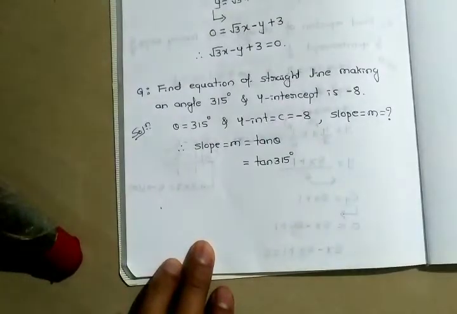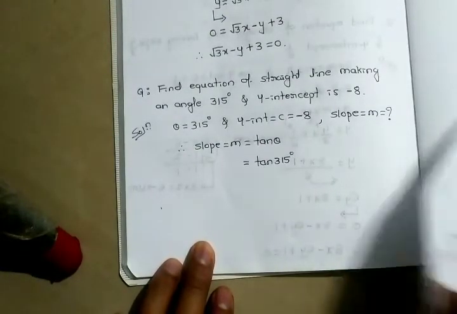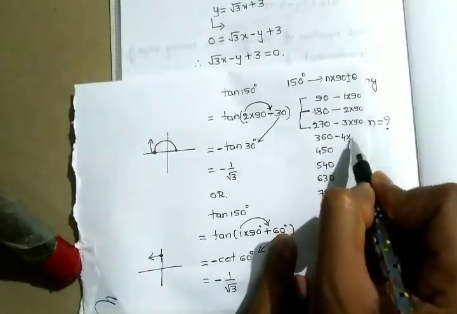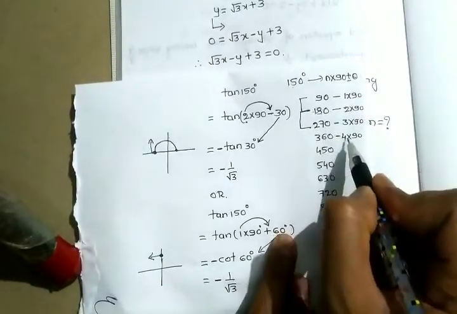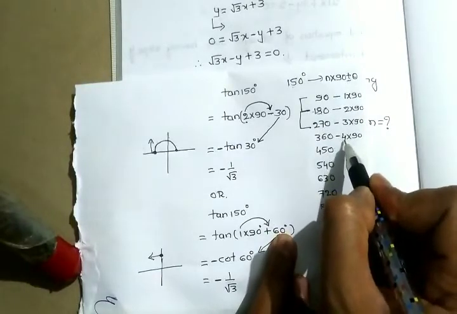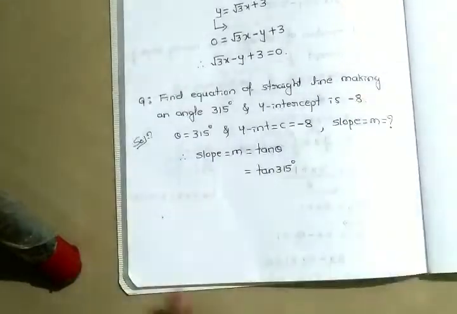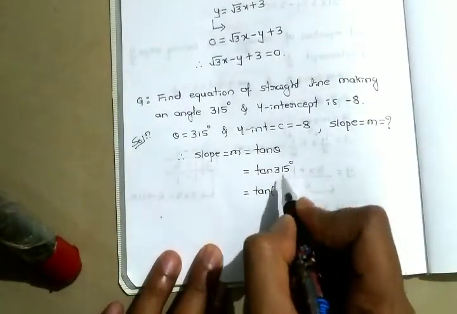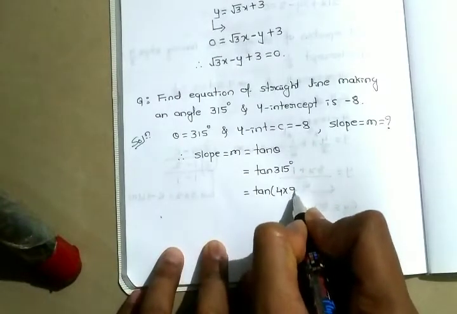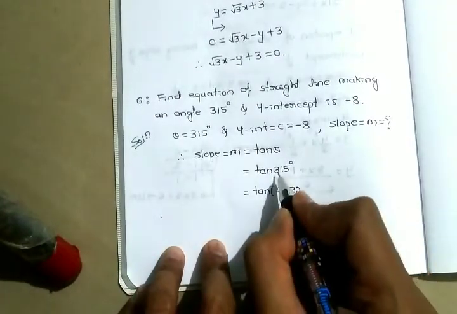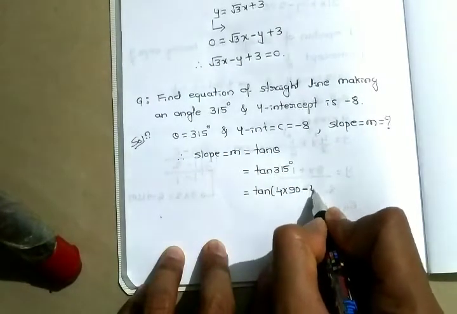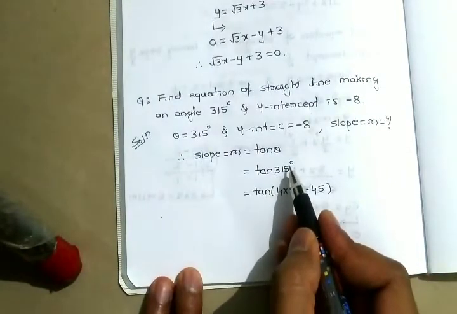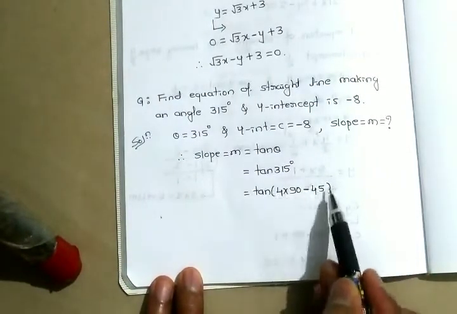Therefore, you know this 315 comes in between. This is 4 into 90 in between these two. So in that I am going to take this even number only. Which one is the even number? 4. Therefore, tan 315 can be written as 4 into 90, 360. To get 315, you need to subtract how much degree? 45 degree. Then only you will get 315 degree. So this is the standard form.